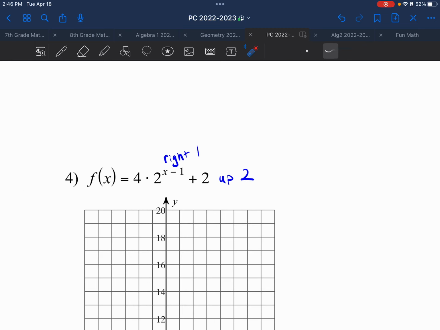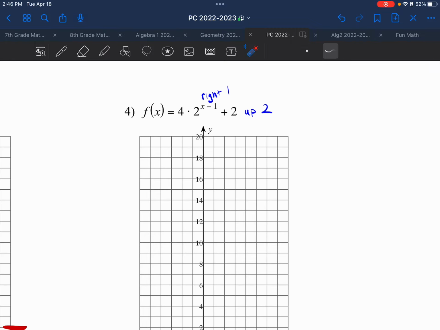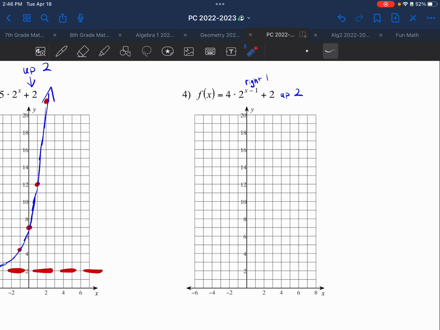So again, the original idea, the y-intercept is 4, but we need to go right 1 and up 2 from there. So here I go. The original y-intercept is 4. So I'm thinking right there, oh, but it has to go right 1. Oh, but it has to go up 2. Boink, boink. So it actually is up here.